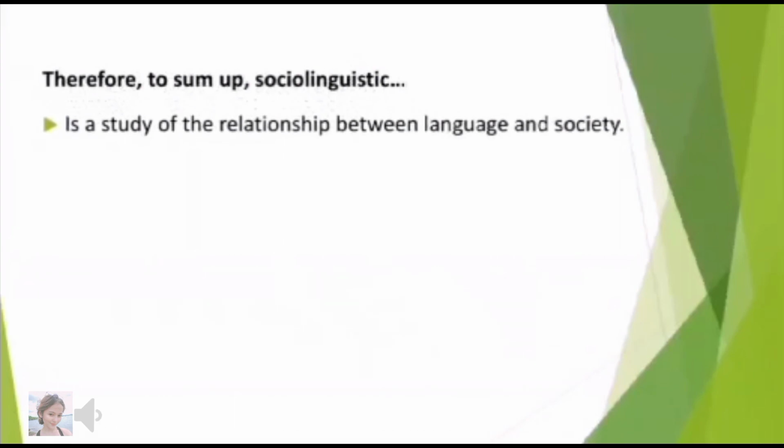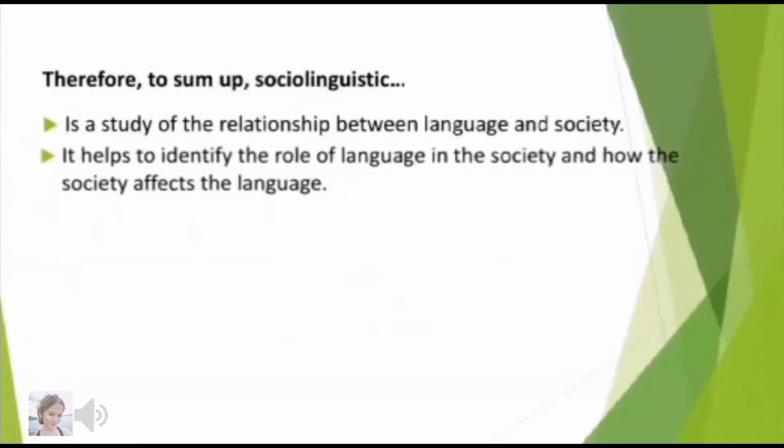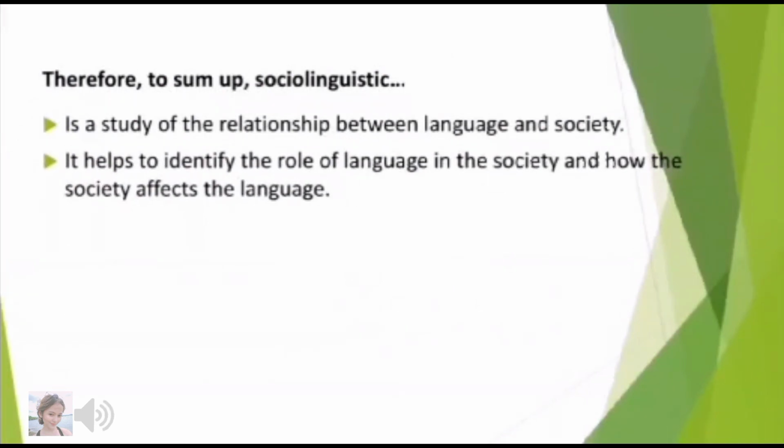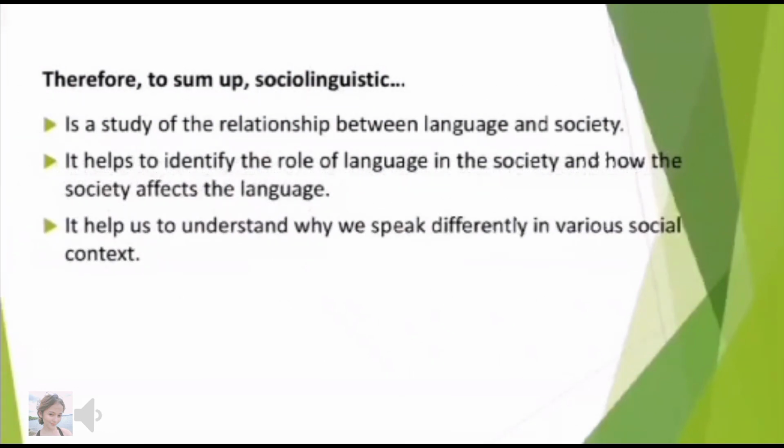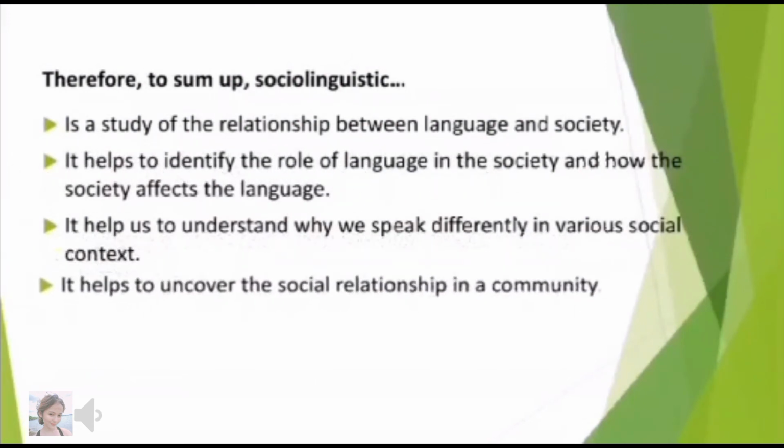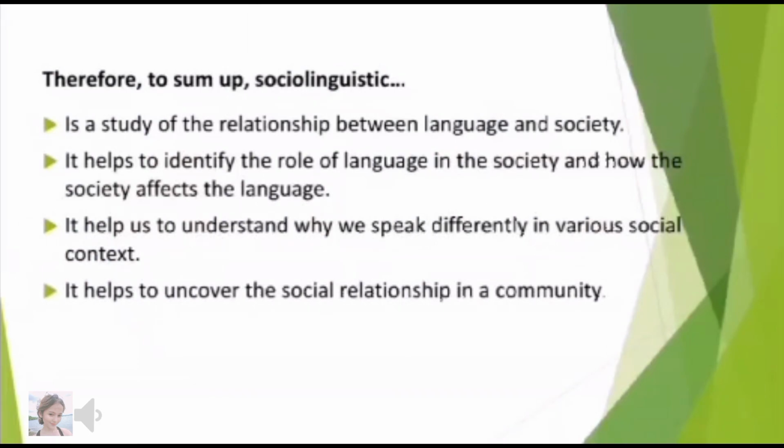Therefore, to sum up, sociolinguistics is a study of the relationship between language and society. It helps to identify the role of language in society and how society affects language. It helps to understand why we speak differently in various social contexts. It helps to uncover the social relationships in a community.